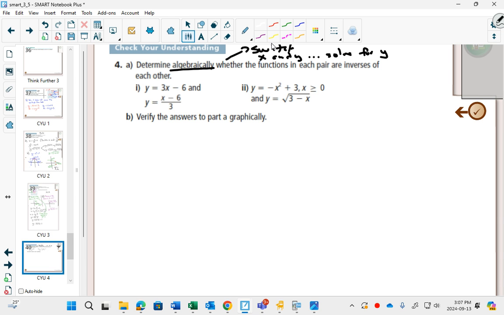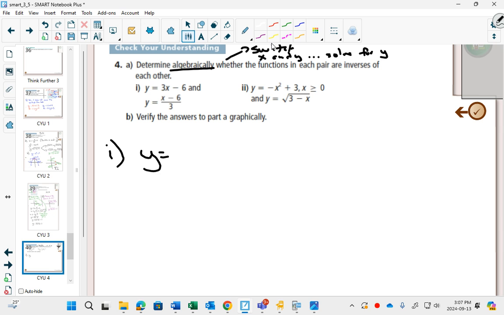So, if I switch X and Y with one of them, I rearrange and I get the other equation, that would tell me that they're inverses. If I switch X and Y and rearrange, and I can definitively say, no, they are different, then they will not be inverses. So let's look at part A.